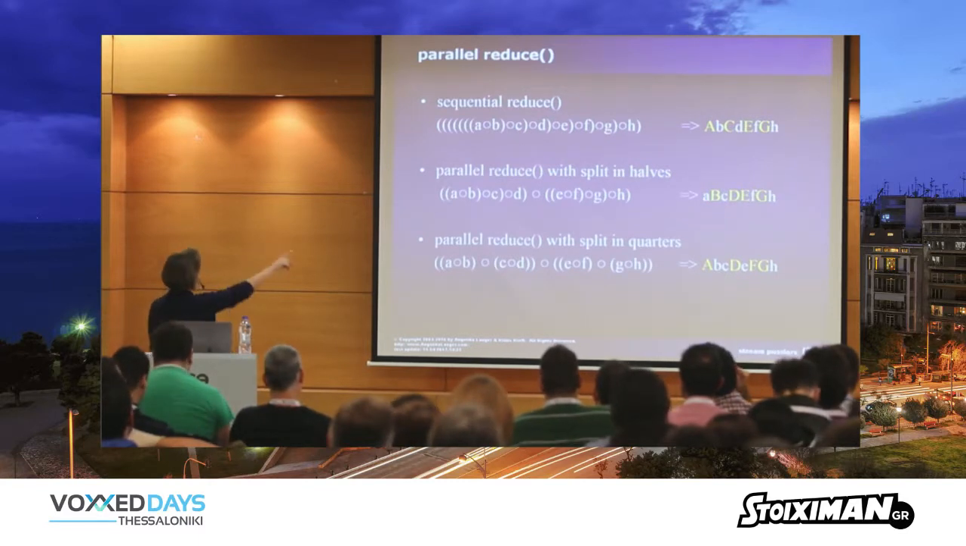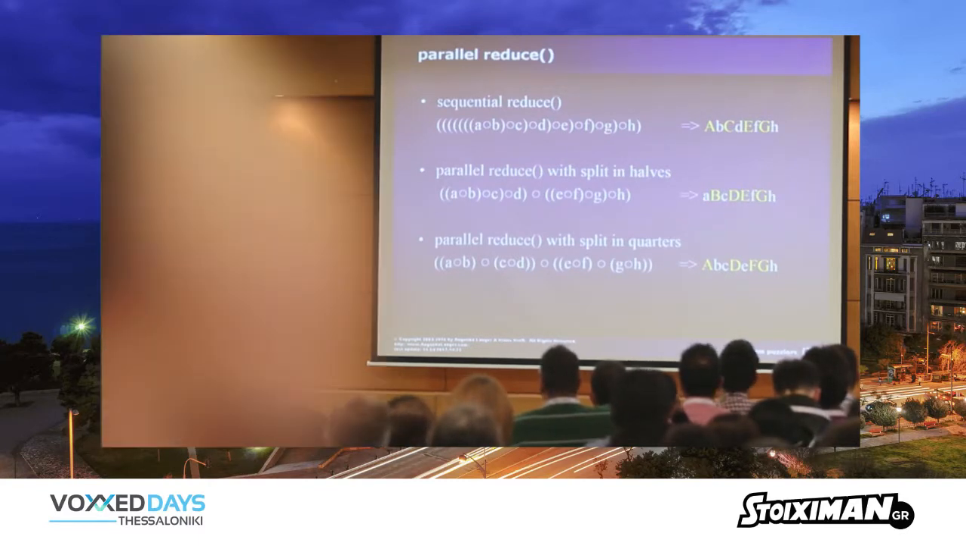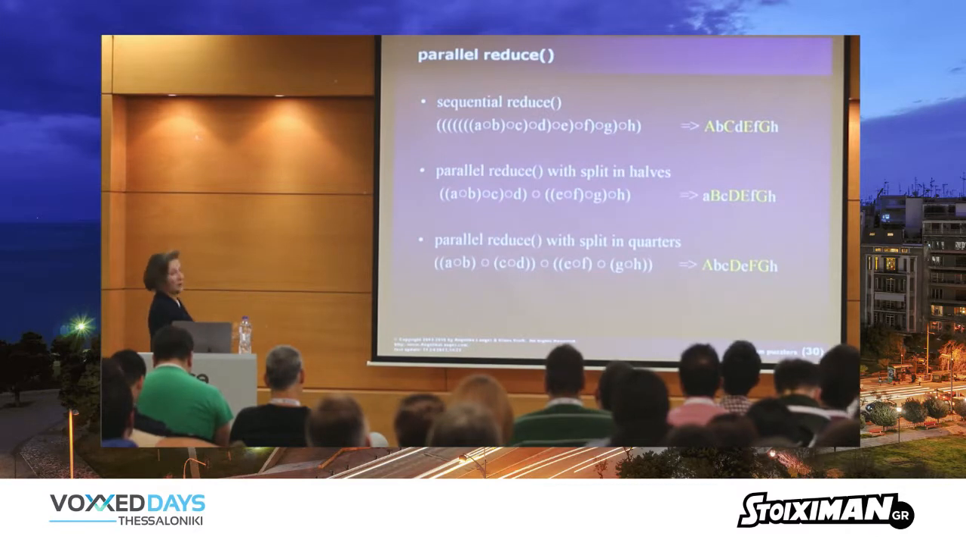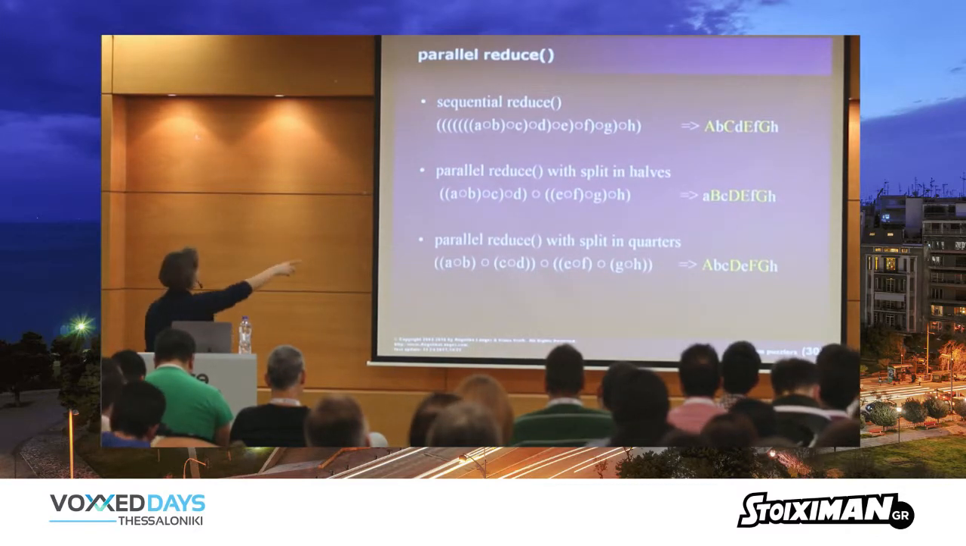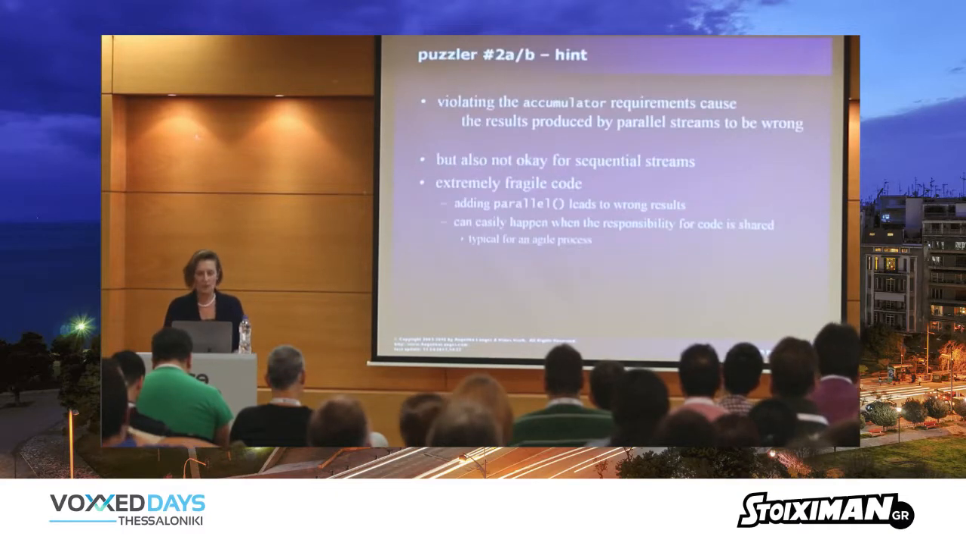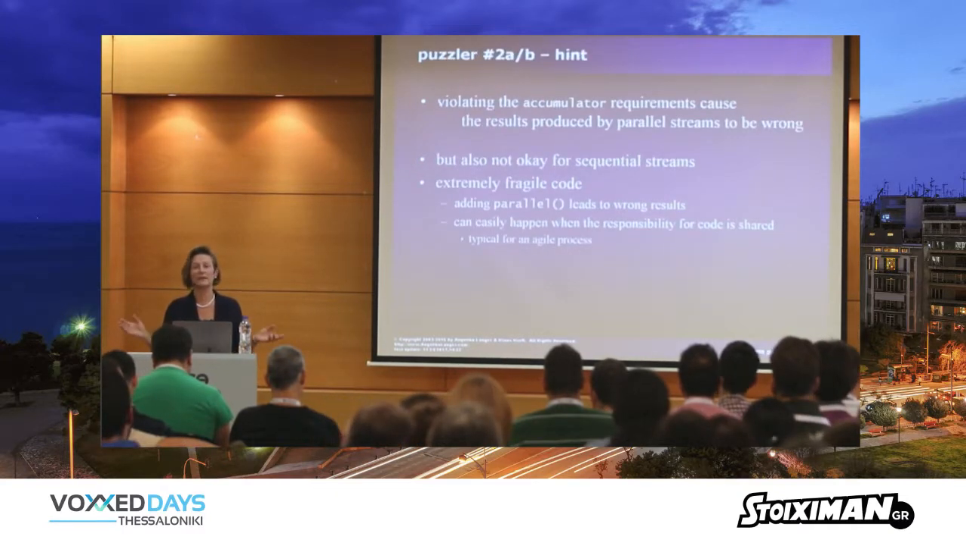So sequential execution, you see how the parentheses are placed, gives me the regular result of 1 capital, 1 small letter. If I have a split into halves, yeah, I get this result. If it's a split into quarters, I get this result, and so on and so forth. Different results depending on the underlying platform. Okay, so violating any of the requirements.